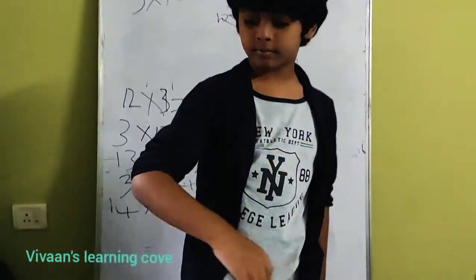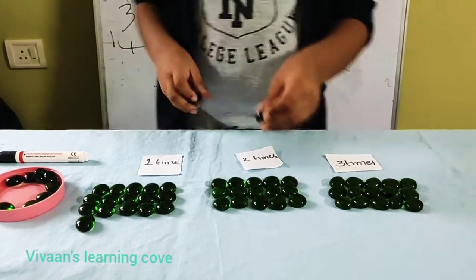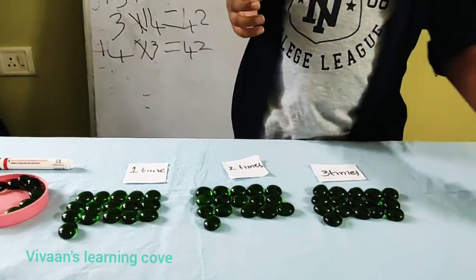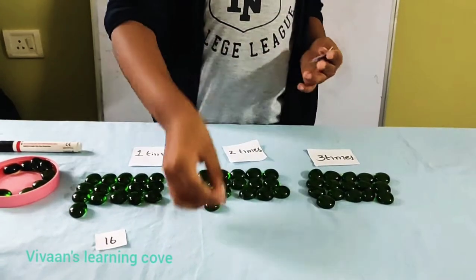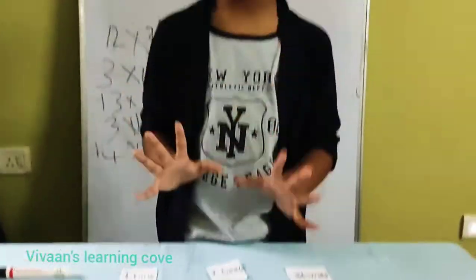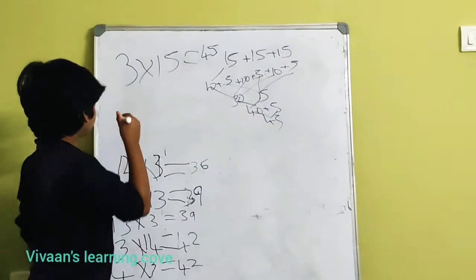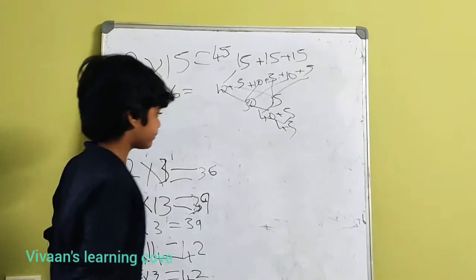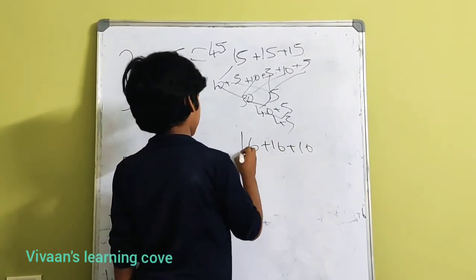Now let's start 16. I'm just going to add 1 to each group. 1 to group 1, 1 to group 2, and 1 to group 3. I'm going to use these cards to represent that there are 16 in group 1, 16 in group 2, and 16 in group 3. See, there are 3 16s, meaning 3 times 16. 3 times 16 equal to 16 plus 16 plus 16.